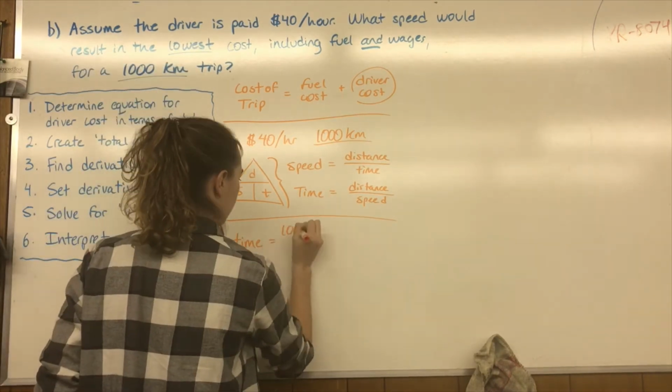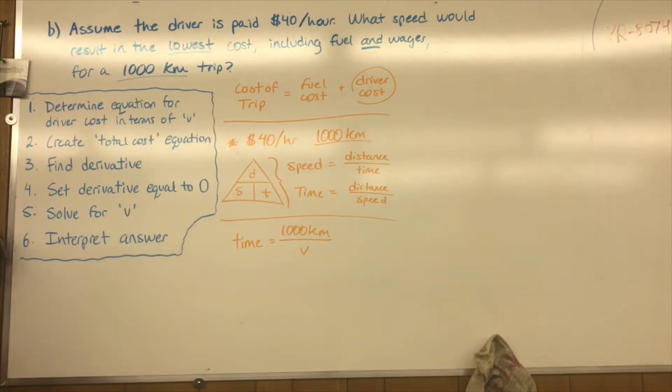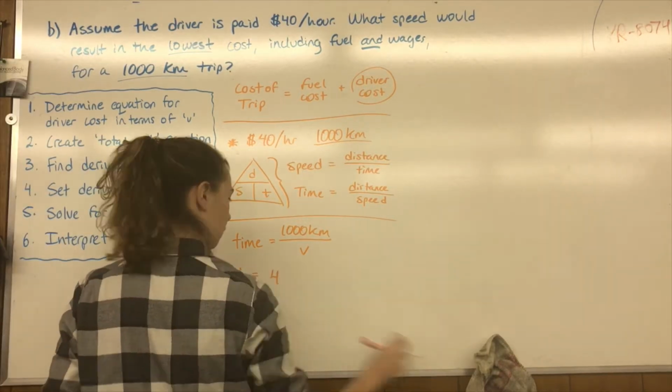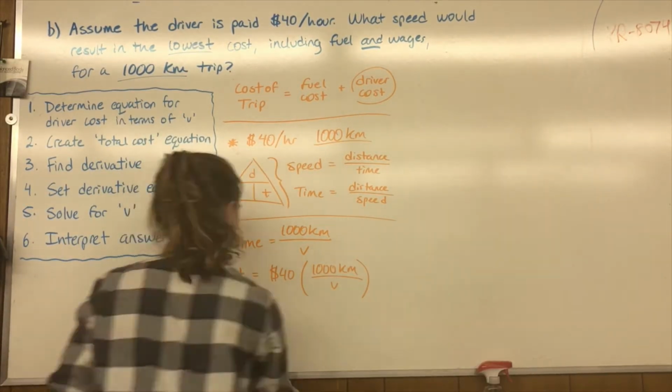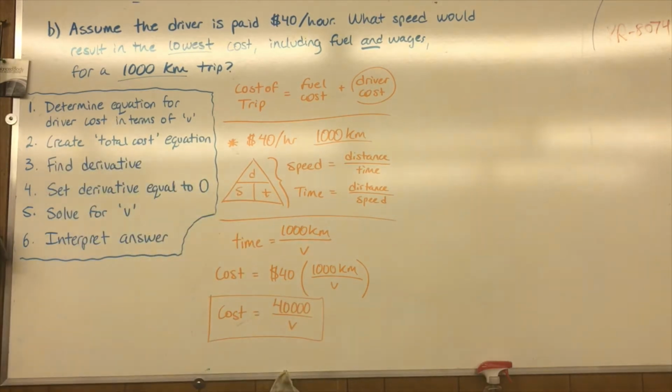Now combine this knowledge. We know that the distance he travels is 1,000 kilometers, therefore his time is equal to 1,000 kilometers divided by his speed, which we will now represent with a v. Since the cost of his trip depends on his time, we can represent his cost as $40 multiplied by the time he spent driving.